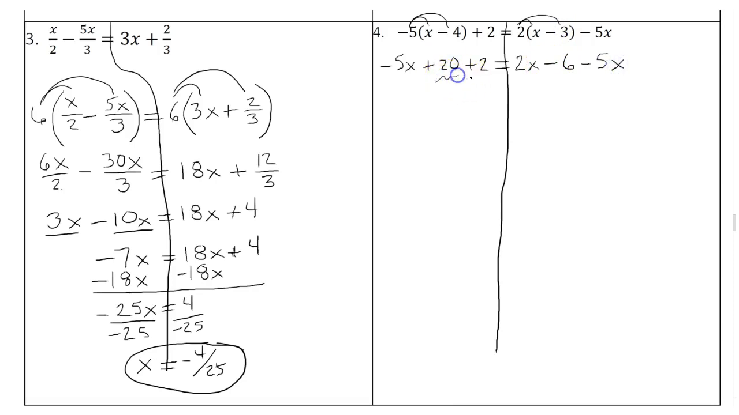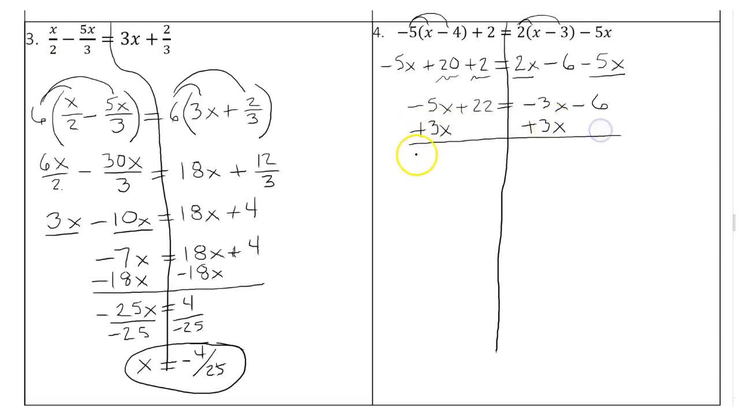On the left, the like terms are 20 plus 2 for negative 5x plus 22. On the right, the like terms are 2x minus 5x for negative 3x minus 6. Now move the variable to one side. Let's choose to move the 3x. Add 3x to both sides of the equation.